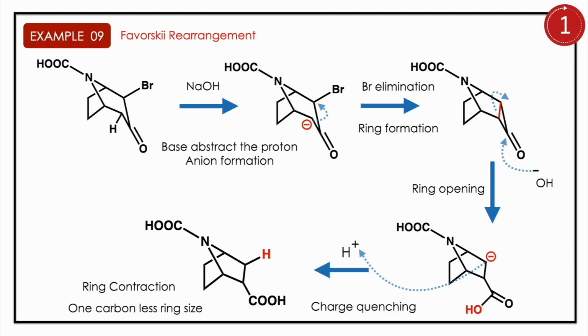Cyclopropanone is the strained system. It is again attacked by OH minus, ring opens, you form anion. Then the anion is quenched by H plus. You end up with the final product. Since the bicyclic system is a cyclic system, you end up with one carbon less, and it becomes acid there. The concept you outline here is that even in a bicyclic system, ring contraction happens in the Favorskii rearrangement.